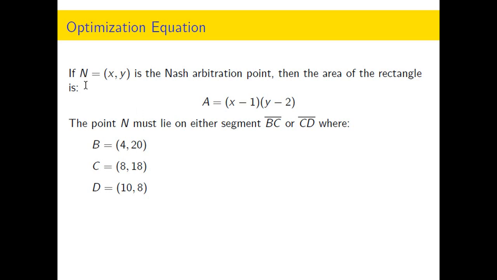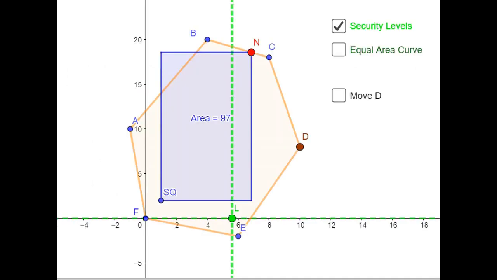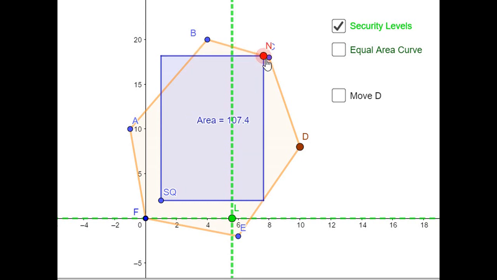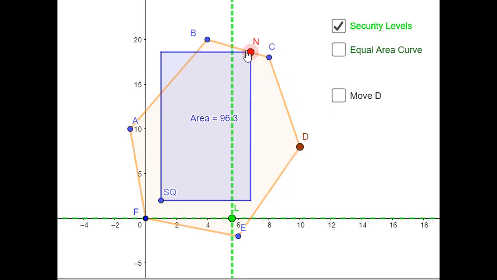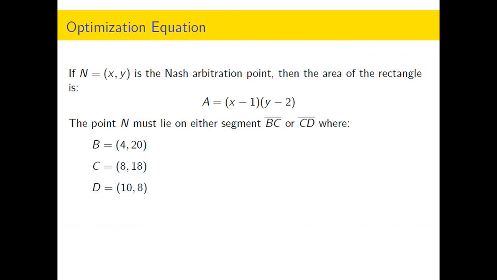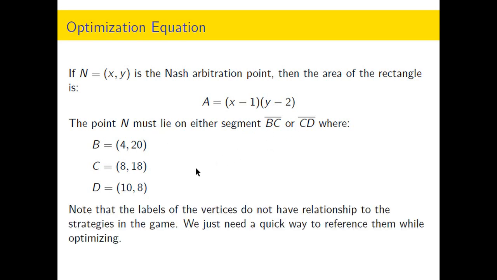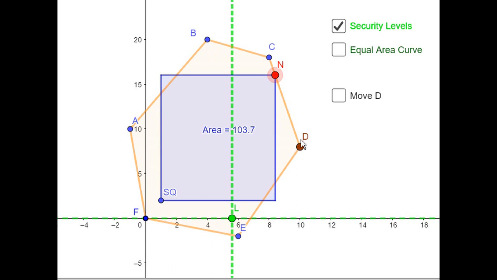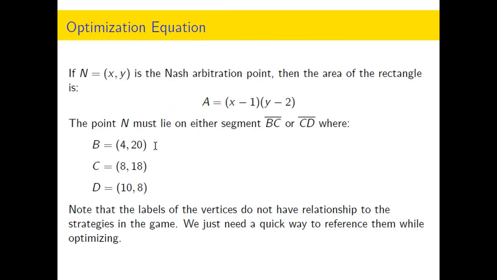So we know that this Nash point has to lie on either line segment BC or CD. That's the Pareto optimal boundary. But it also has to lie to the right of Rose's security level and above Colin's security level. So we're going to use that constraint and make sure that when we solve this optimization problem, we find solutions that are in the appropriate intervals. So one quick note, the B, C, and D, they're not related to strategies. They're just an easy way to reference these points, these vertices of the payoff polygon. So please don't get confused.